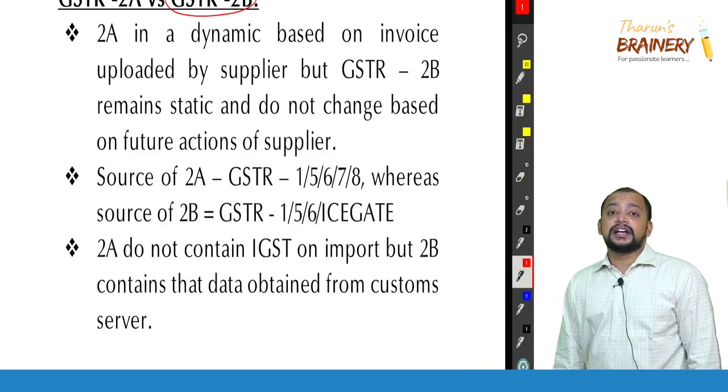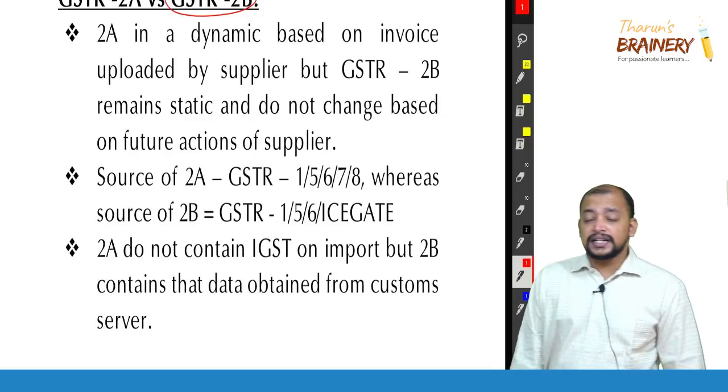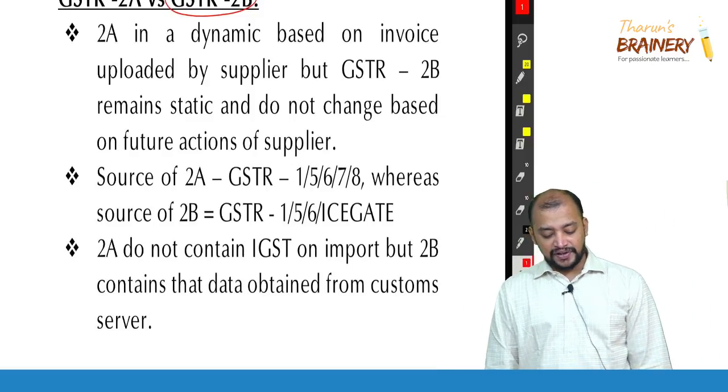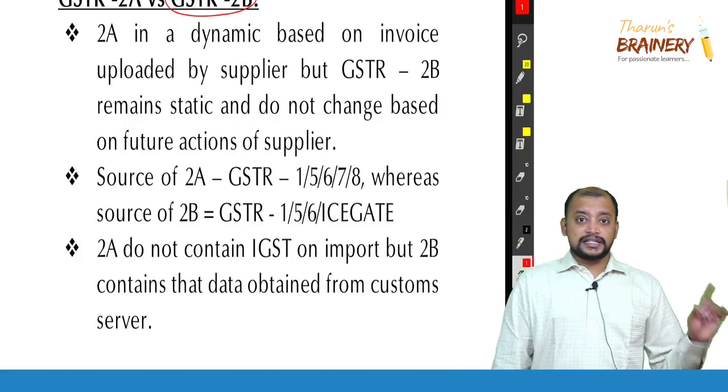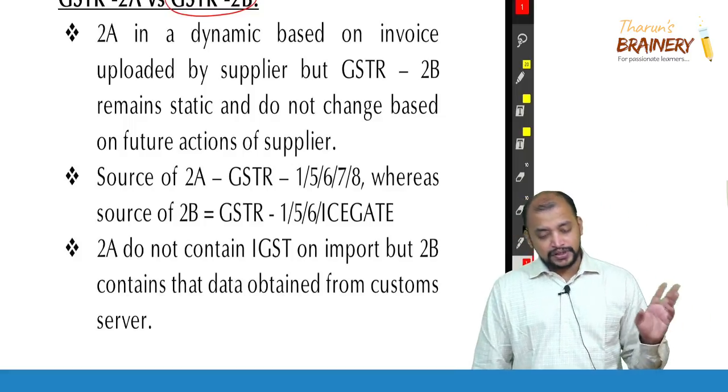And 7 and 8 are TDS and TCS. TDS and TCS information also will be reflected in 2A. Whereas the source of 2B is GSTR 1, no doubt, 5, no doubt, 6, no doubt.